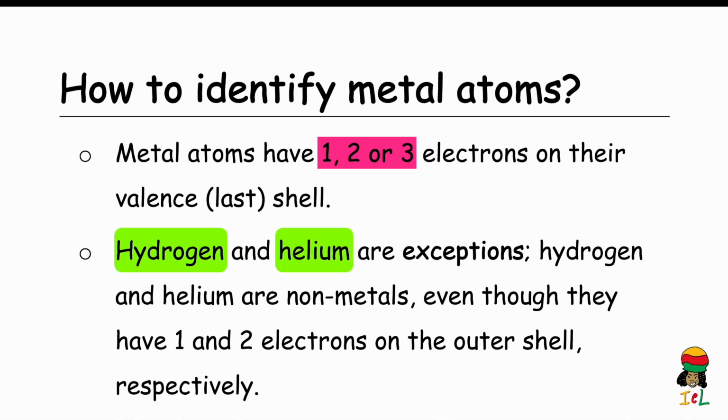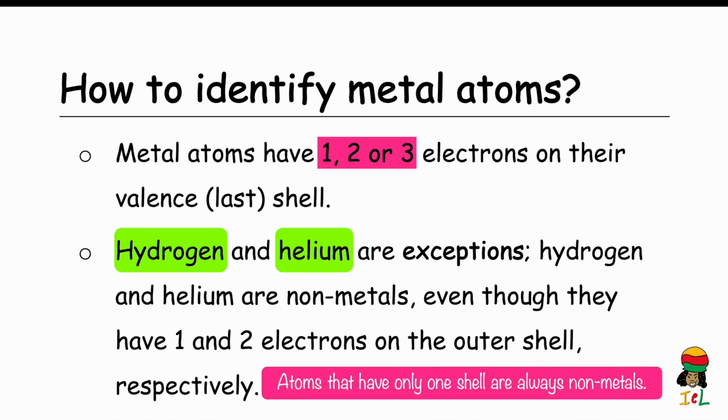Hydrogen has 1 electron on the last shell, which happens to be its first shell, and helium has 2 electrons on its last shell, which is also its first shell. These atoms are nonmetals. So we have to keep in mind that atoms that have only 1 shell are always nonmetals. If the atom has only 1 electron shell with electrons on it, that atom is a nonmetal, even though there may be 1 or 2 electrons on that single shell.